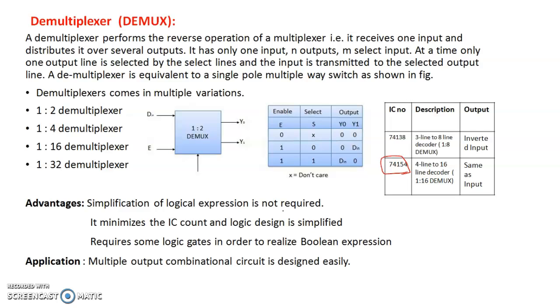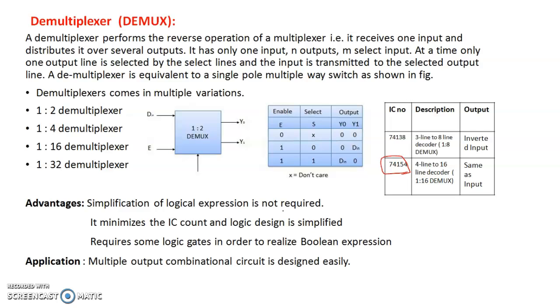Next is demultiplexer. Demultiplexer is the opposite of multiplexer. It has n number of outputs and only one input. So that is the opposite of multiplexer. It is also a combinational circuit. It has different types, like 1:2 demultiplexer, 1:4 demultiplexer, 1:16 demultiplexer, and 1:32 demultiplexer.